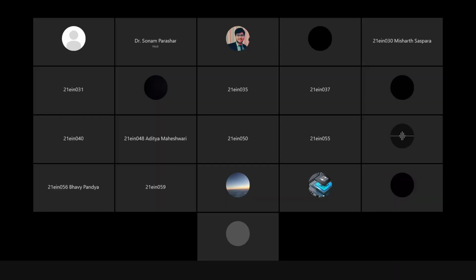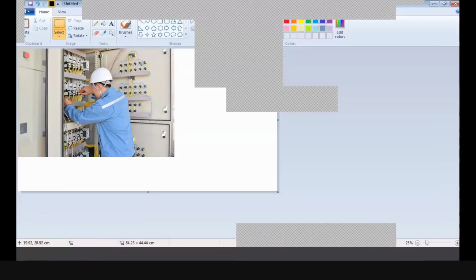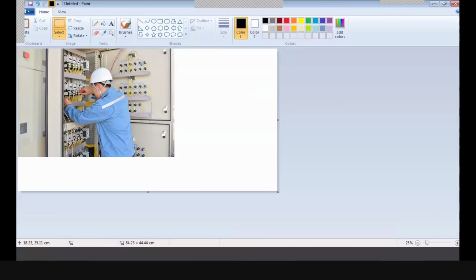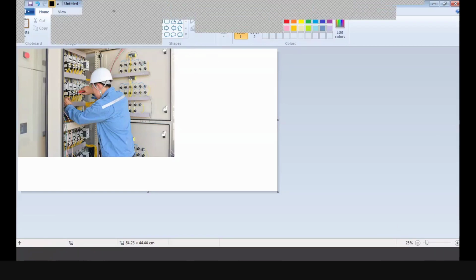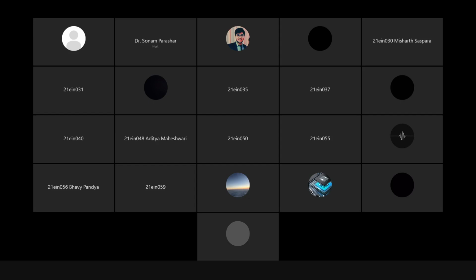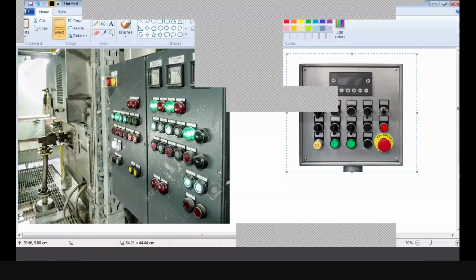So let me show you the internal view of this panel. This is the exterior of the panel. You can see from inside it looks like this. A lot of things are installed here, a lot of the components that we are discussing in the panel, right? So this is the internal view, and all the controls are available inside this. You can see this is the control panel, right?